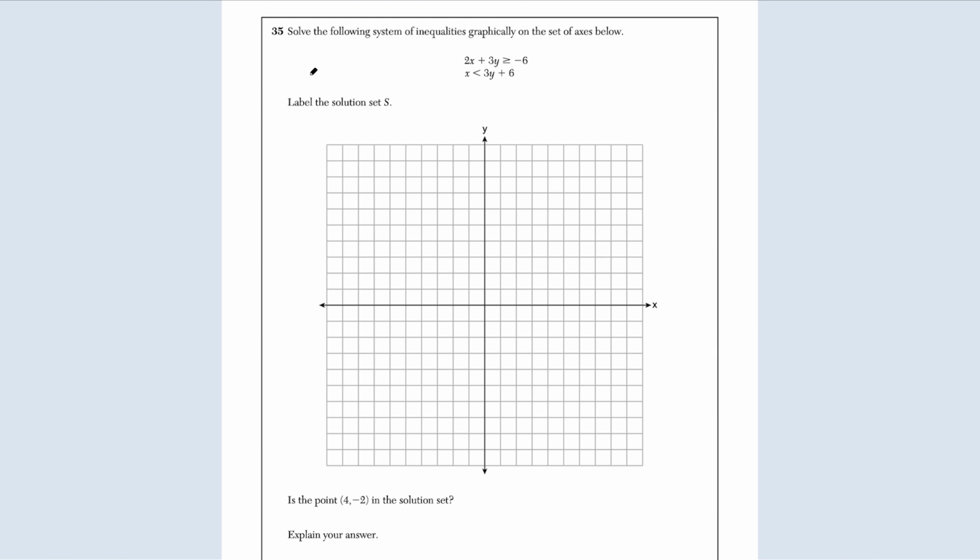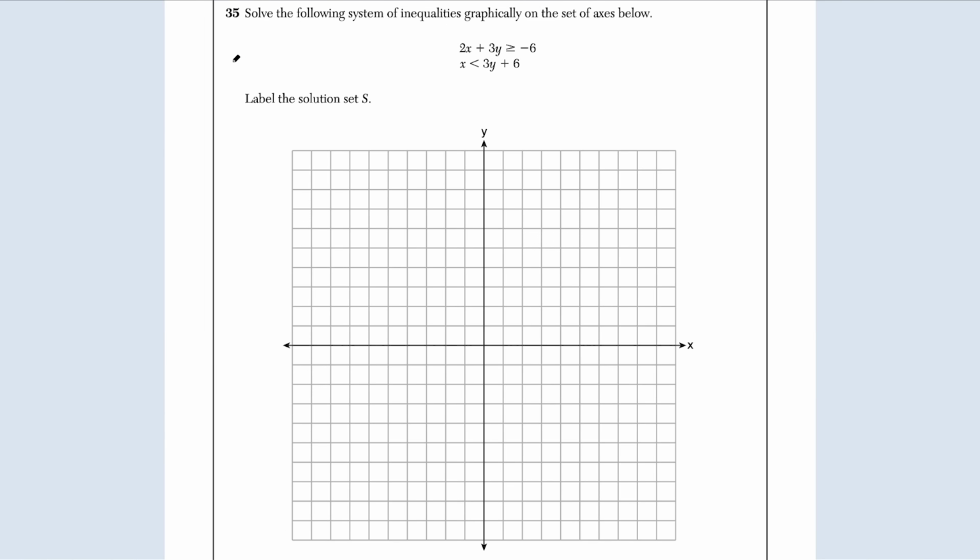Question 35, we're going to graph this system of inequalities, and then we want to determine if this point is in the solution set, and we have to explain our answer. To graph both of these inequalities, I'm thinking of y equals mx plus b, because once we solve these for y, it's going to tell us the slope, the y-intercept, and it's also going to tell us which direction to shade.